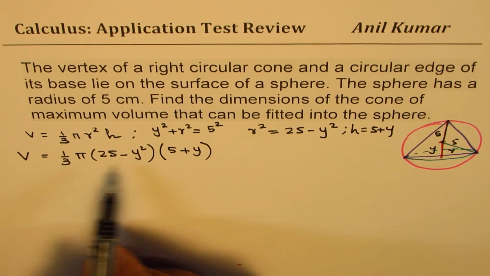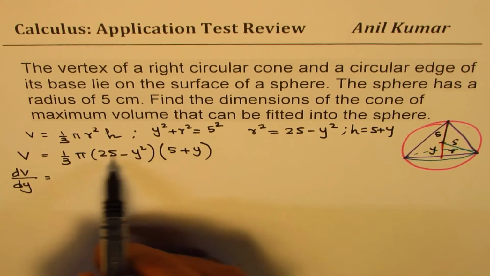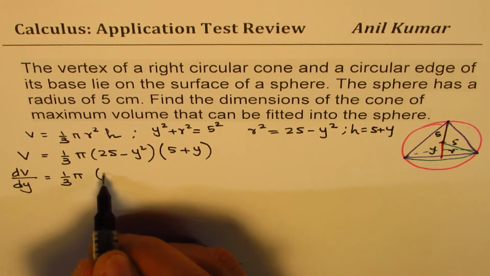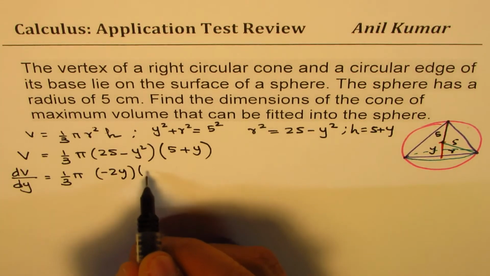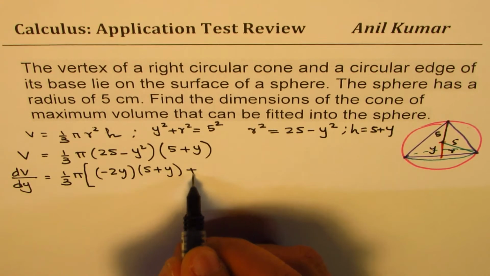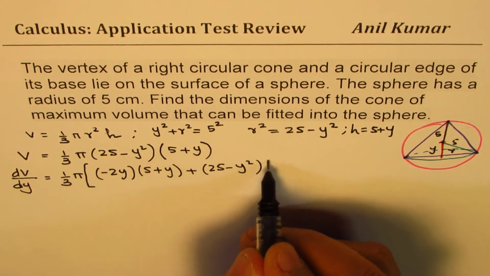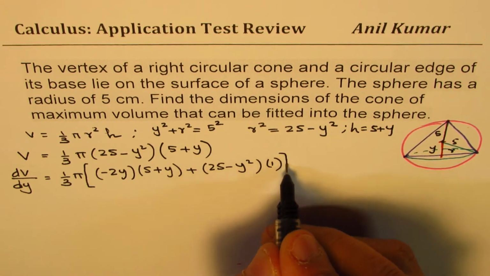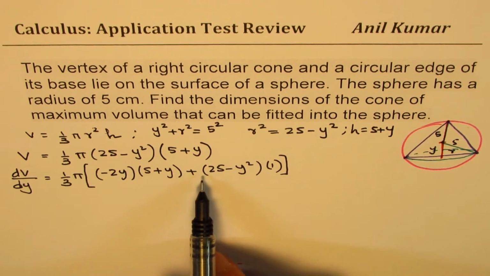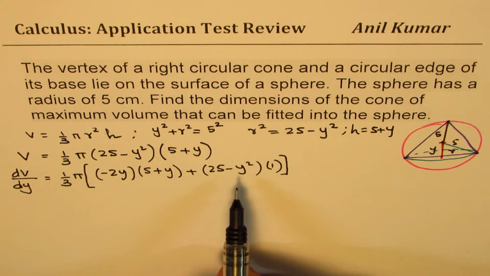And now we can find the derivative with respect to y. So we get dV over dy equals, you can apply the product rule, right? We have 1 over 3 pi. Derivative of the first function is minus 2y times this, which is (5 plus y). Let me write square brackets here, plus (25 minus y square) times the derivative of this, which is 1, right? Bracket close. Now we need to solve this equation, and for a critical value, we know this should be equal to 0.